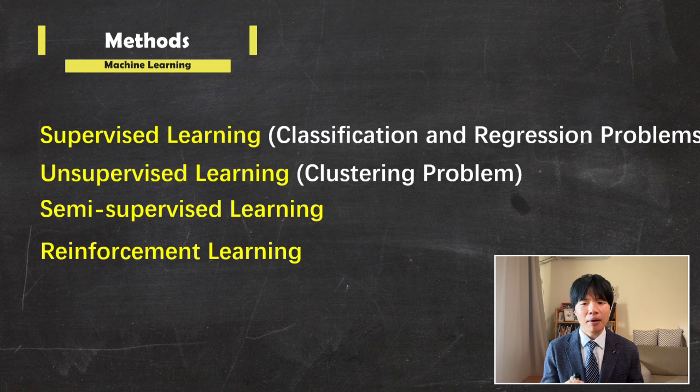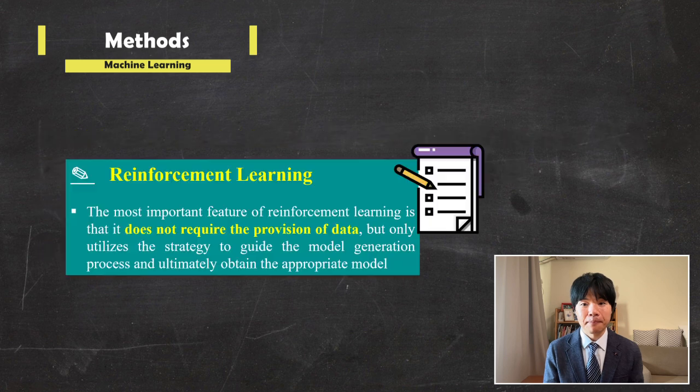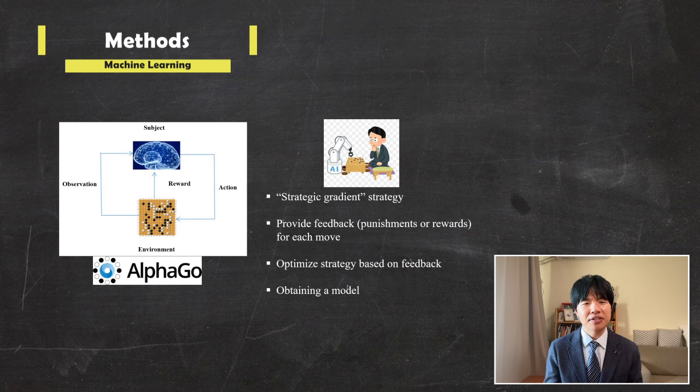However, in practical AI applications, if we want a computer to use a self-learned strategy for model generation without training data, we call this learning method reinforcement learning. The biggest feature of reinforcement learning is that it doesn't require data. It only uses strategy to drive the model generation process, and finally obtains the corresponding model. For instance, AlphaGo uses a reinforcement learning technology called policy gradient.